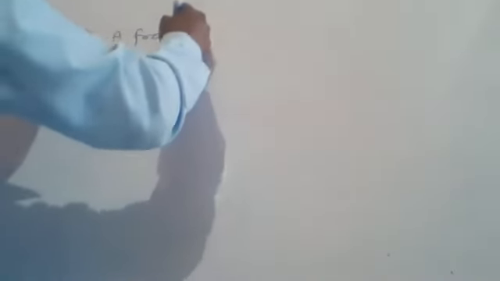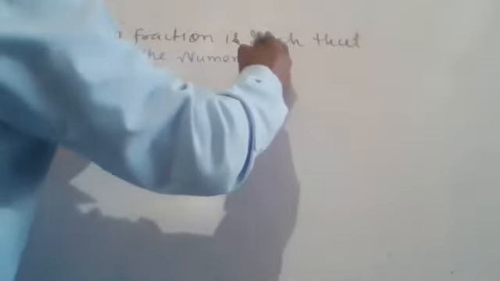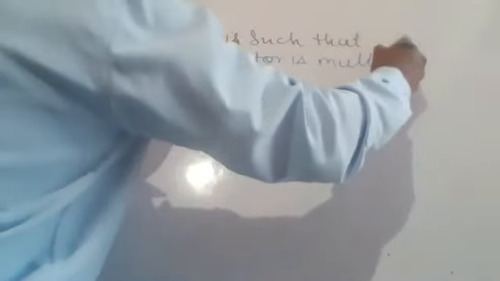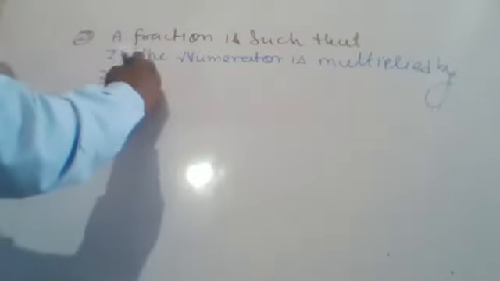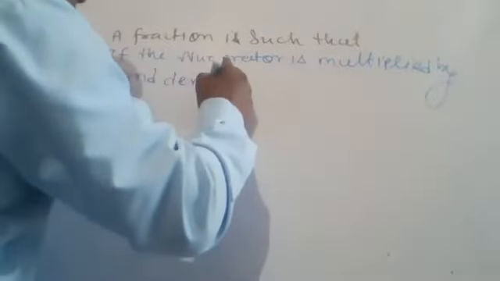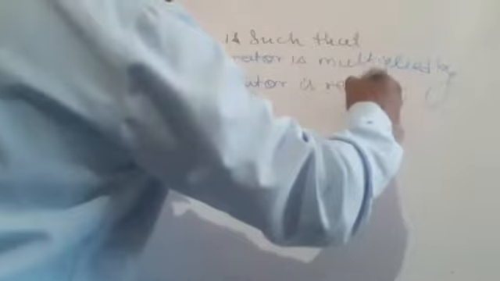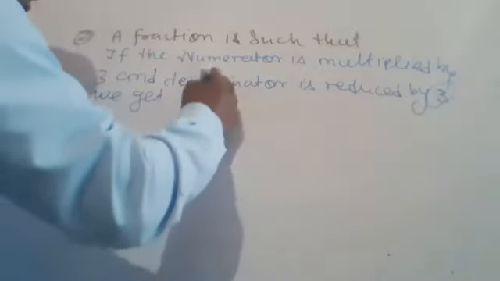A fraction is such that if the numerator is multiplied by 3 and denominator is reduced by 3, we get 18 upon 11. We get 18 upon 11, this one.